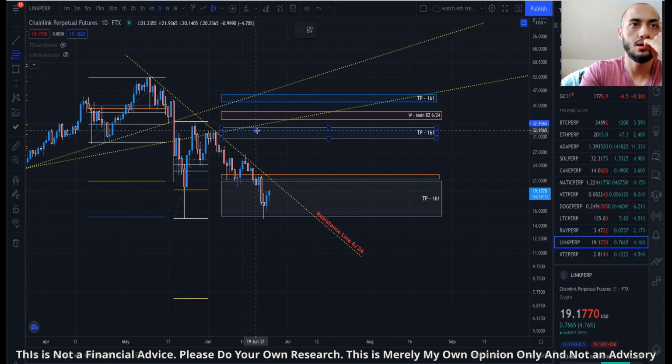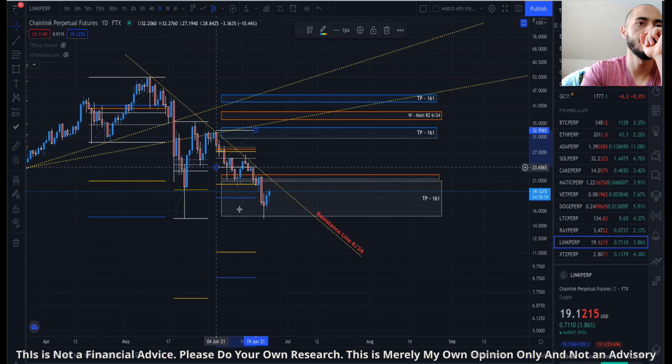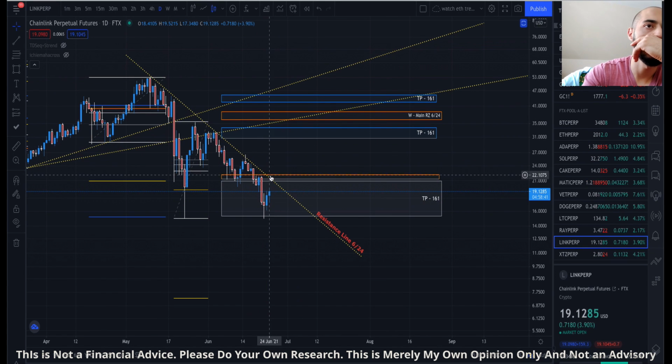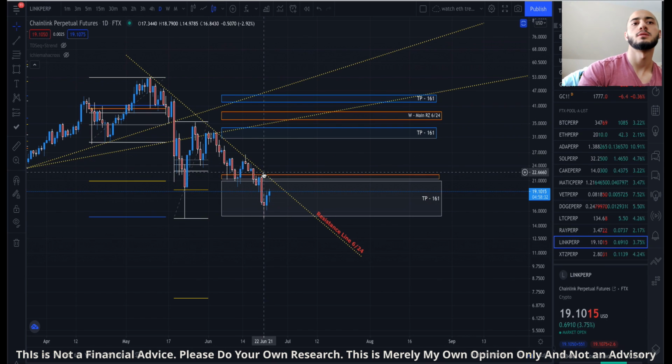Pulled back to the 161. Pulled back to the high time frame 161. Filled in here. And it's going to go back to test the retrace, the resistance zone. But first we need to break out of this trend line right here.